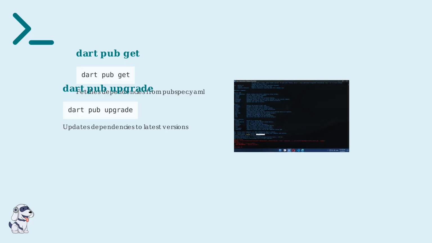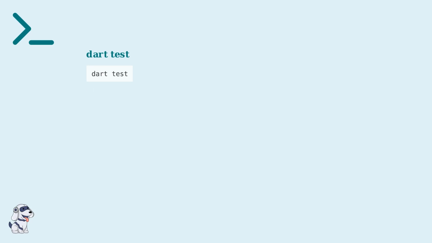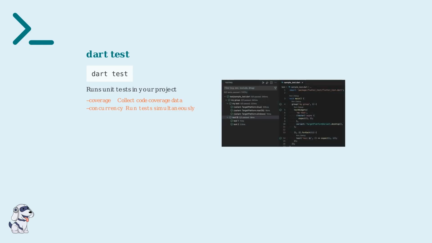This PowerShell window shows the Dart pub get command in action. Sometimes you might encounter network errors when fetching packages, which is normal and usually resolves with retry. The Dart test command runs all unit tests in your project. It's crucial for ensuring code quality and catching bugs before deployment. Here's a code editor showing test results. The testing panel on the left shows that all 5 tests have passed, demonstrating successful test execution using Dart test.